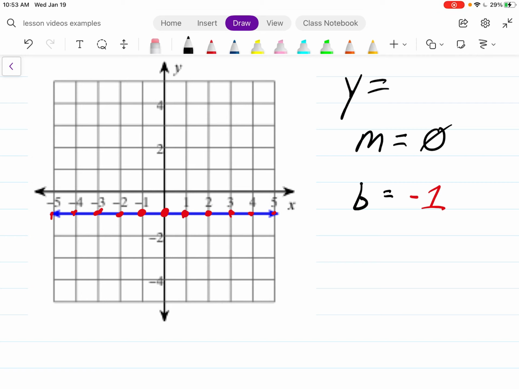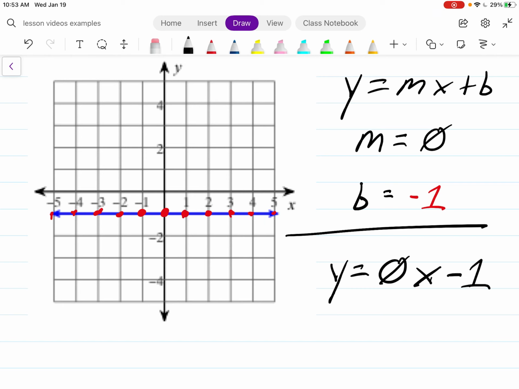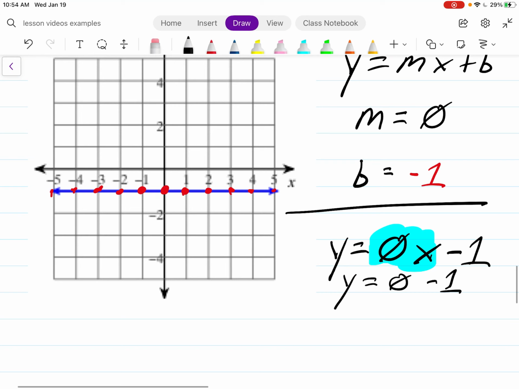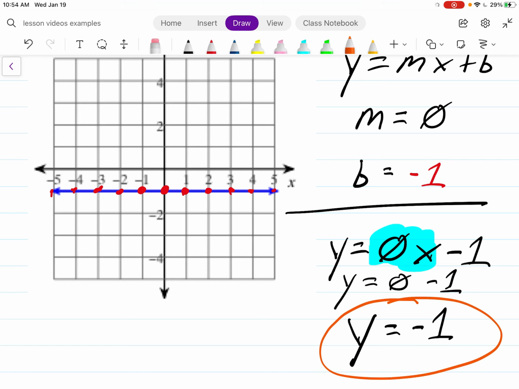Now, when we place it into y equals mx+b form, you would see that we have y equals 0x minus 1, but we also know that anything times 0 is nothing, so that would make it y equals 0 minus 1, because it didn't matter what the value of x was, you'd be multiplying it by 0, so the answer would be 0. And 0 minus 1 would be -1. So the equation for this line that has no slope would just be y equals -1.